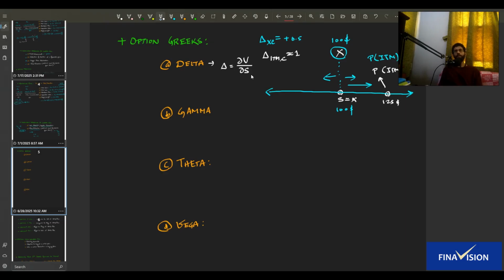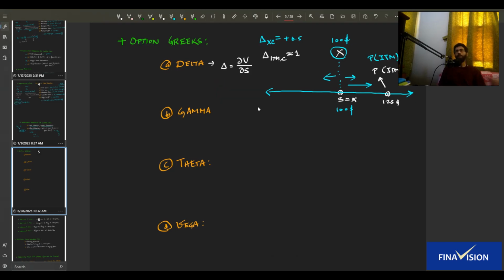1 means it behaves much like the stock. As much as the stock changes, that much the value changes. When the probability increases a lot, close to 1, then the delta changes almost as much as the stock changes. So if the stock value changes by $5, the value of the option also changes close to $5. If the stock value changes by $10, the value of this option also changes by $10. Closely, right?